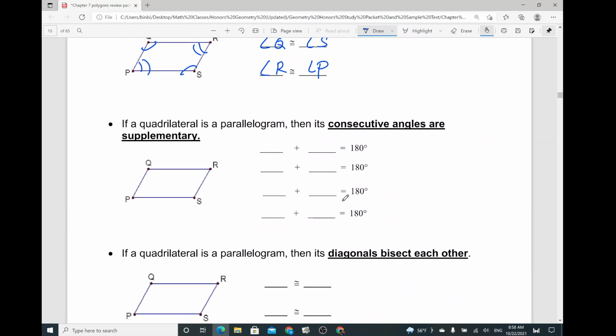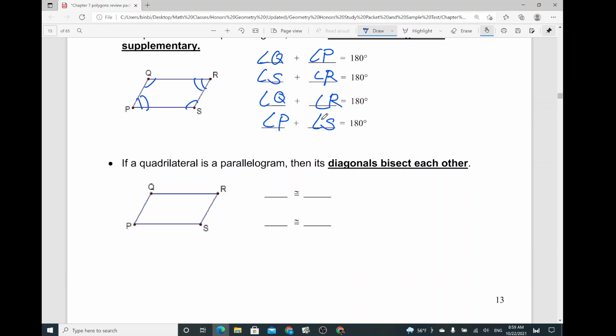And the third property: if a quadrilateral is a parallelogram, then its consecutive angles are supplementary. Consecutive angles, that means we're talking about angle Q and angle P. Combine them together, it's always 180. And also for the other one here, angle S combined with angle R is 180. And also the consecutive angles right next to each other, angle Q plus angle R is also 180. And angle P combined with angle S is also 180.